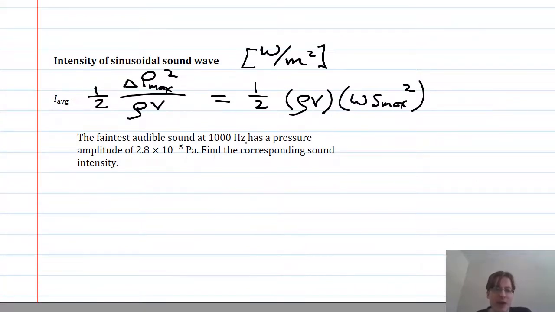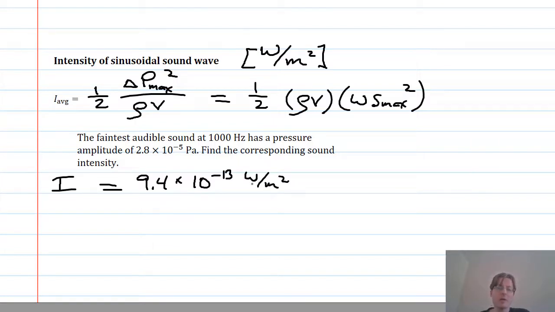The faintest sound that we were talking about before, what is its intensity? So it's just plug and chug, but we'll use the number later. The average intensity for that whisper quiet sound, so I'm given the pressure, I plug that pressure in and square it. It comes out to be 9.4 times 10 to the minus 13 watts per square meter. Roughly a trillionth of a watt per square meter.